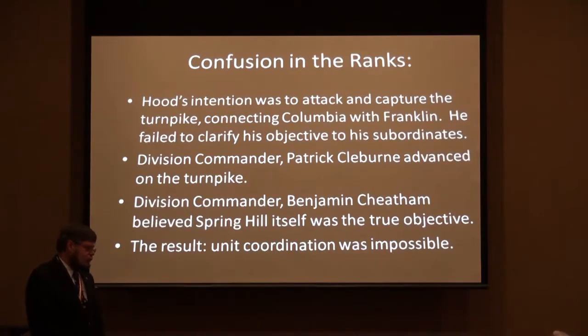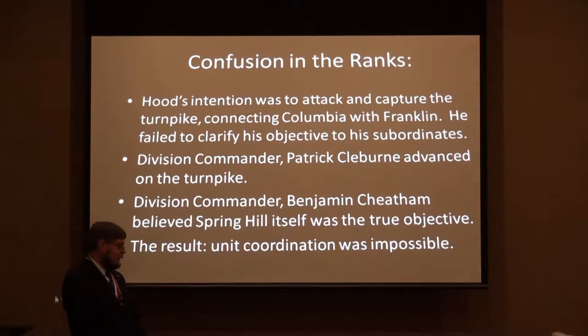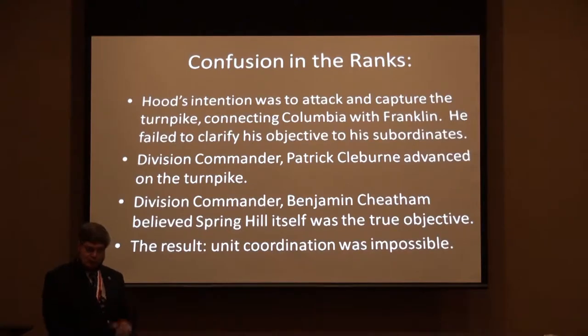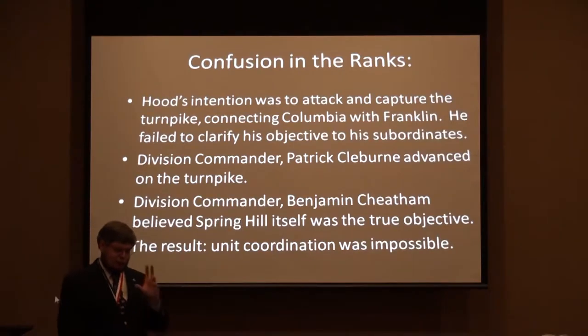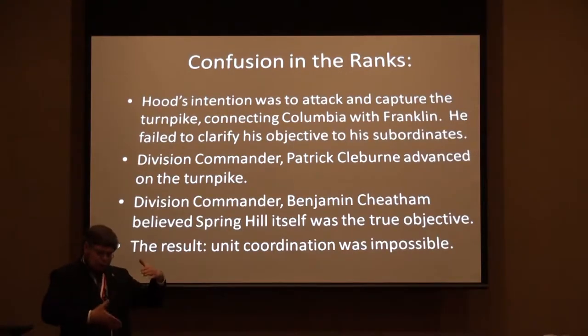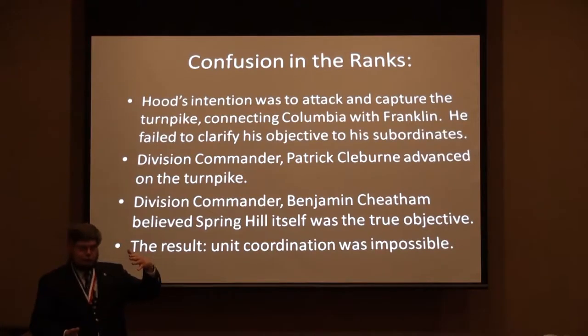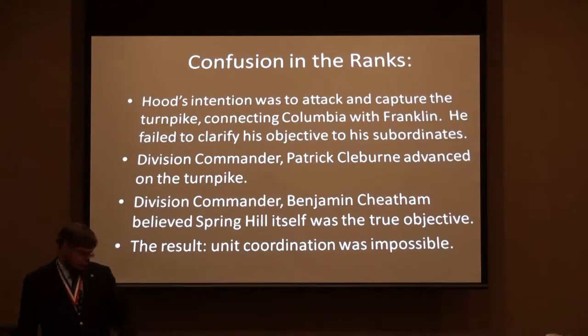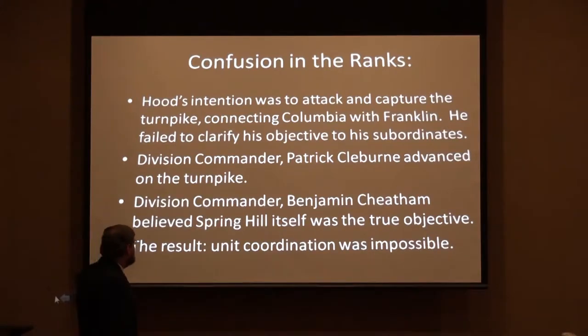Hood's intention was to attack and capture the turnpike connecting Columbia with Franklin, and he failed to clarify his objective to his subordinates. That's rule number one in warfare. When you have people under you, you've got to make sure, this is true in business too, if you're the CEO of a company, you better be telling your subordinates what they're supposed to do. He doesn't do this well.